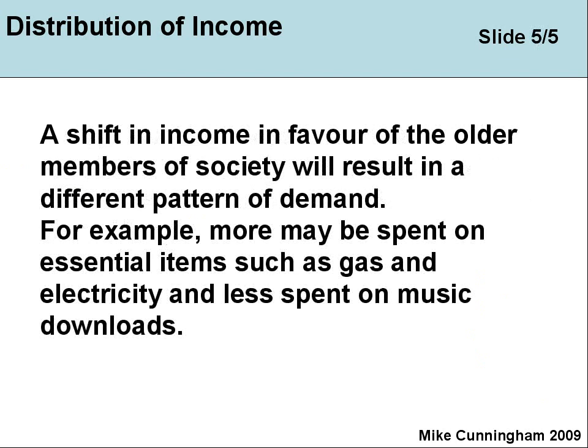A final example could be a shift of income in favour of older members of society. This will also change the pattern of demand. For example, more may be spent on essential items such as gas, electricity, and less would be spent on music downloads. So we can imagine whenever the government changes, let's say, taxation or government expenditure, one group may benefit at the expense of a different group, and that will in turn change the pattern of demand and the types of goods and services we see in the marketplace.